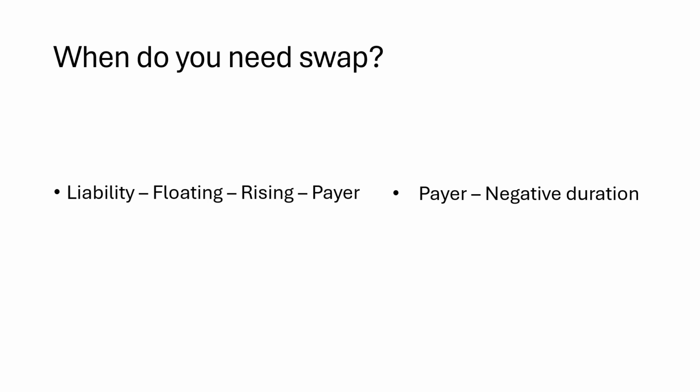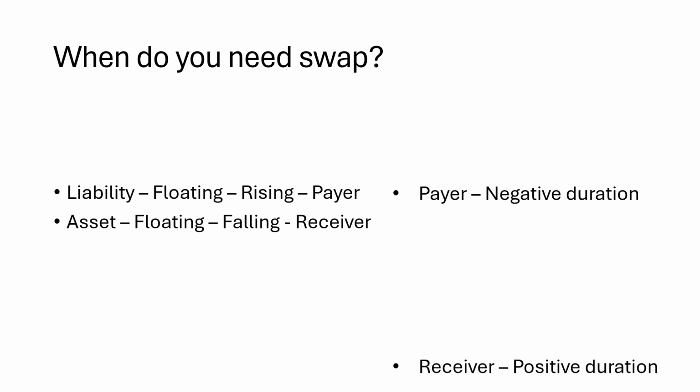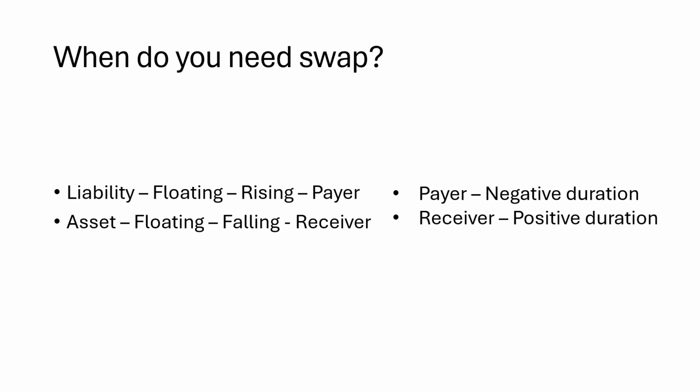Floating rising pair. The second thing you need to remember is asset. When there is an asset and the floating interest rates are falling, then you need a receiver swap. Receiver swaps always have a positive duration. So remember: asset, floating, falling, you need a positive duration.